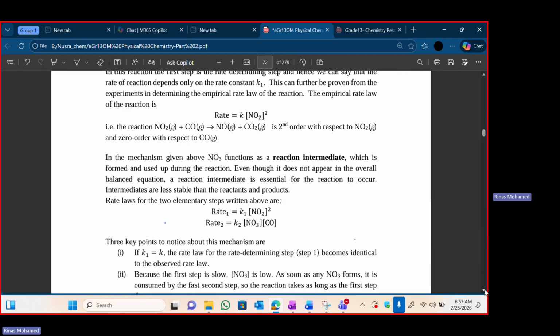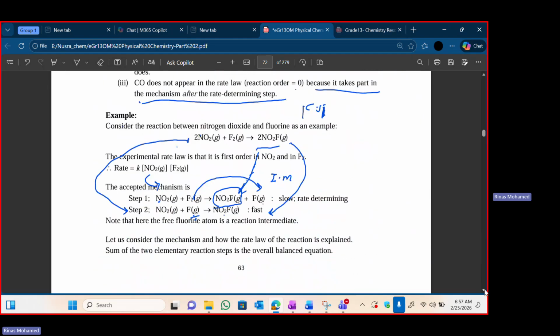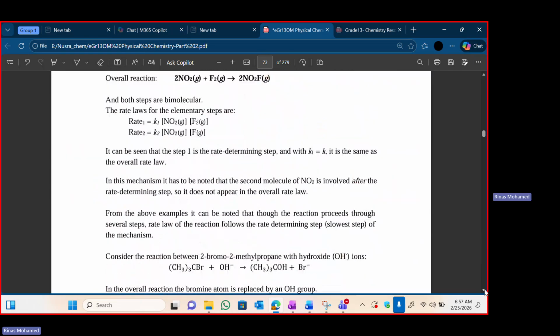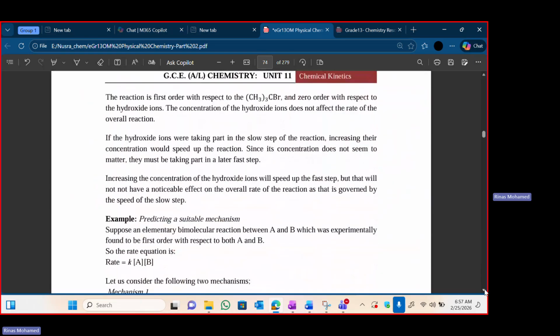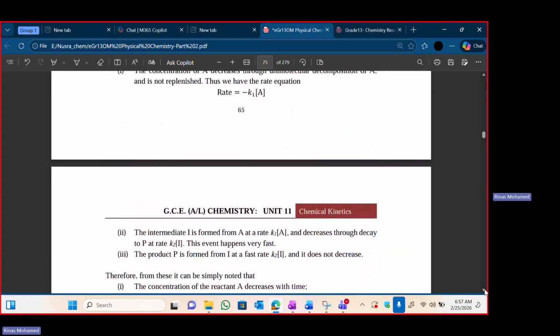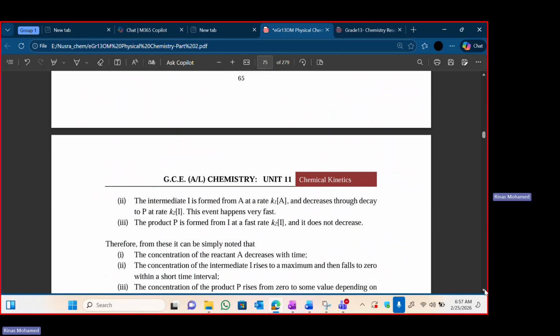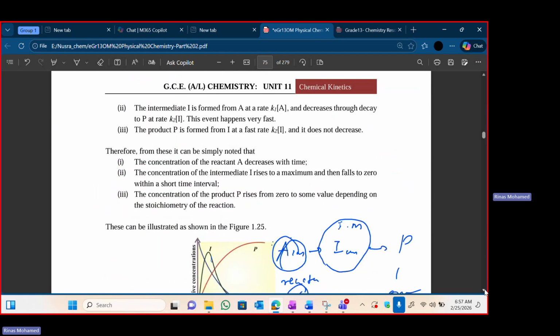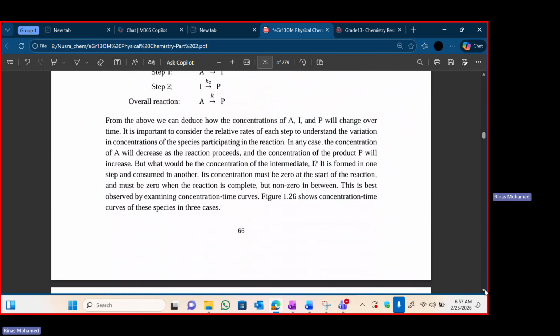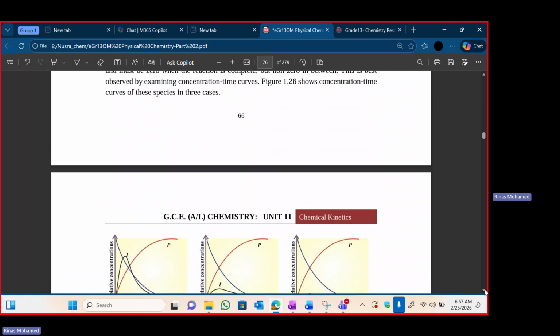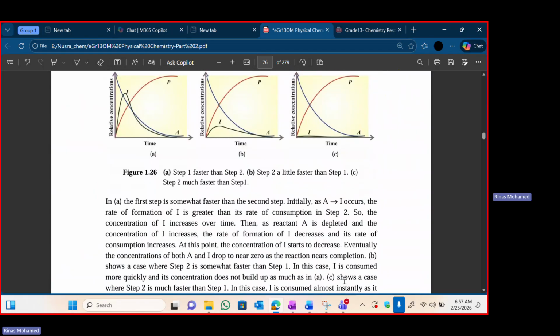And after that, we discussed how the intermediate concentration changes with time, and if the first step is faster than the second step, how you have to plot the graph, and if the second step is faster than the first step, how you have to plot the graph. Please study and go through the notes very well before I upload the next video, right?